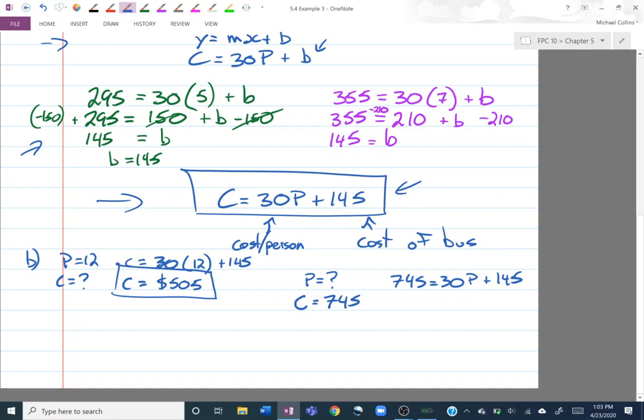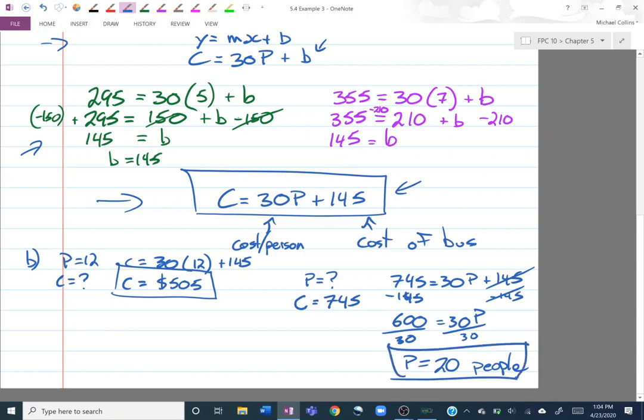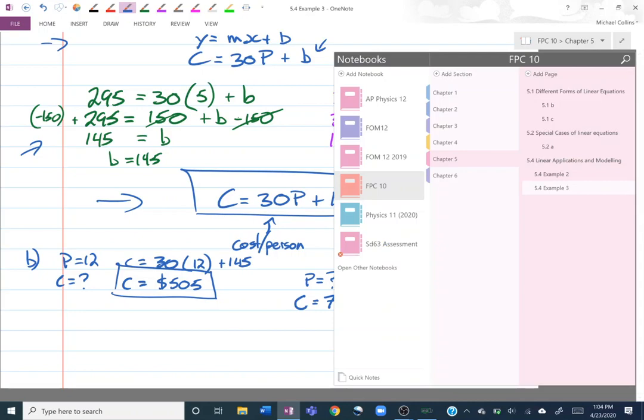Now, my variable is not all on its own, so I'm going to have to do some algebra. I'm going to subtract 145 from both sides. My right-hand side cancels. On my left-hand side, I'm left with 600 is equal to 30p, and then I can divide both sides by 30, and p is equal to 20. 20 people went on that bus ride. And I think that brings us to the end of chapter 5.4.